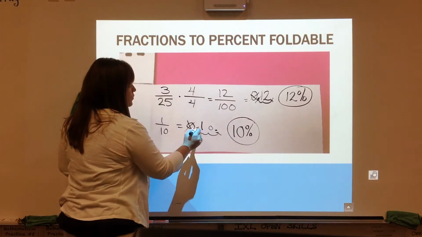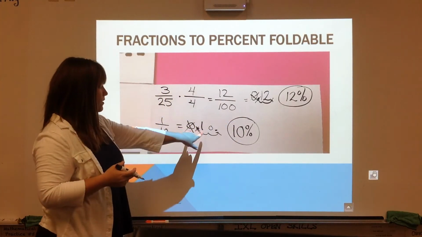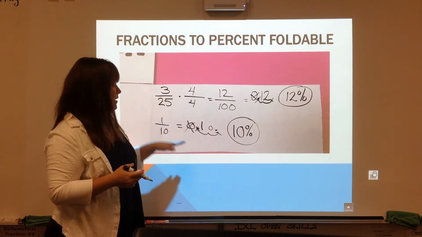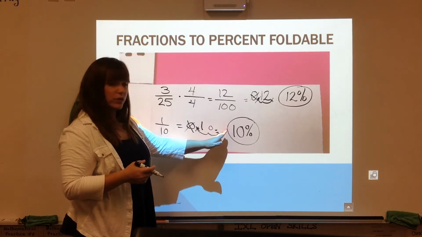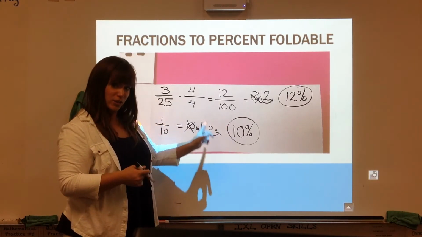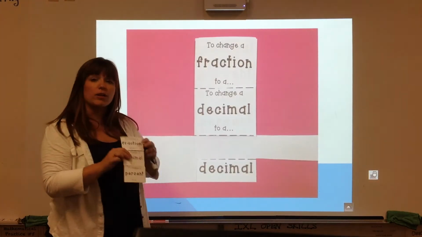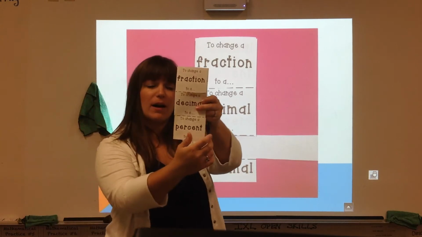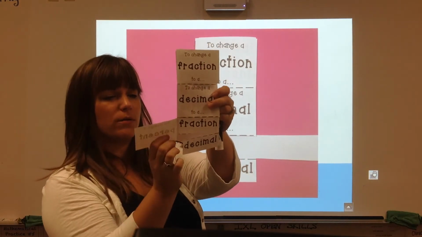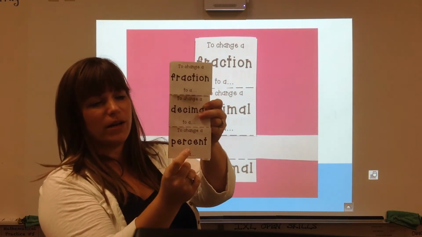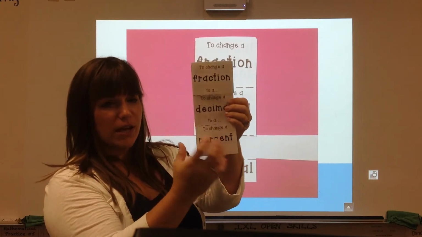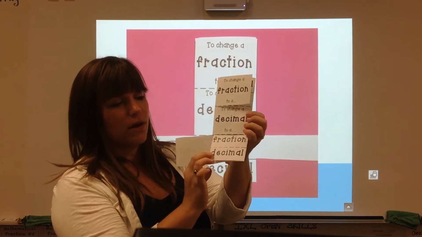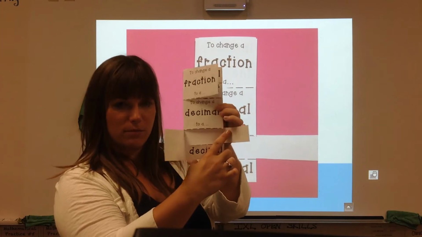So the decimal point moved. It's not in between the first 0 and 1. Now it's over towards the right, and you have to annex that 0. Now you can close up that section of your foldable, and now we're going to open up the bottom door, the bottom big door. So we're going to take notes now on how to change a percent to, and then we're going to open up the fraction door.